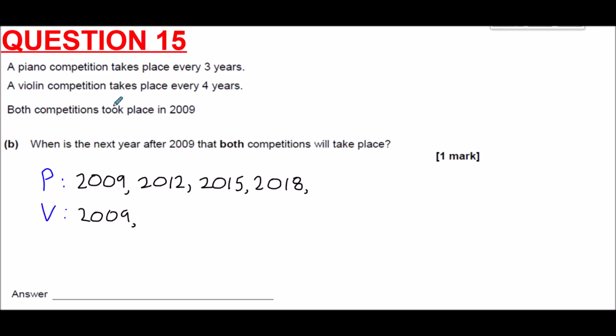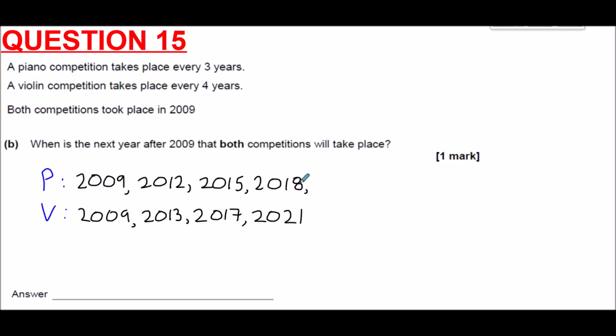But because the violin competition takes place every 4 years, for the violin, the next time it will take place will be 2013. 2009 plus 4 is 2013. Add another 4, that'd be 2017. Add another 4, it'd be 2021.